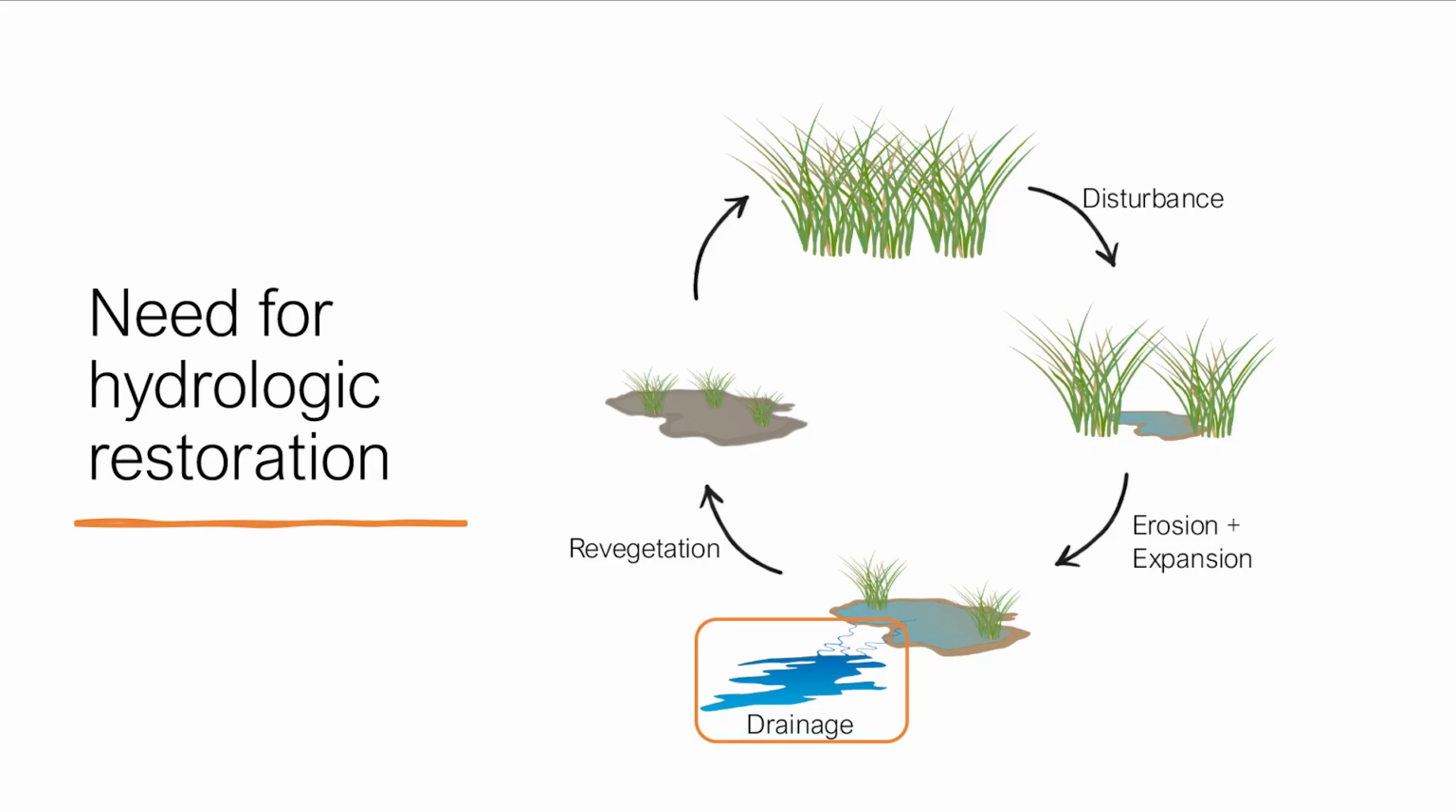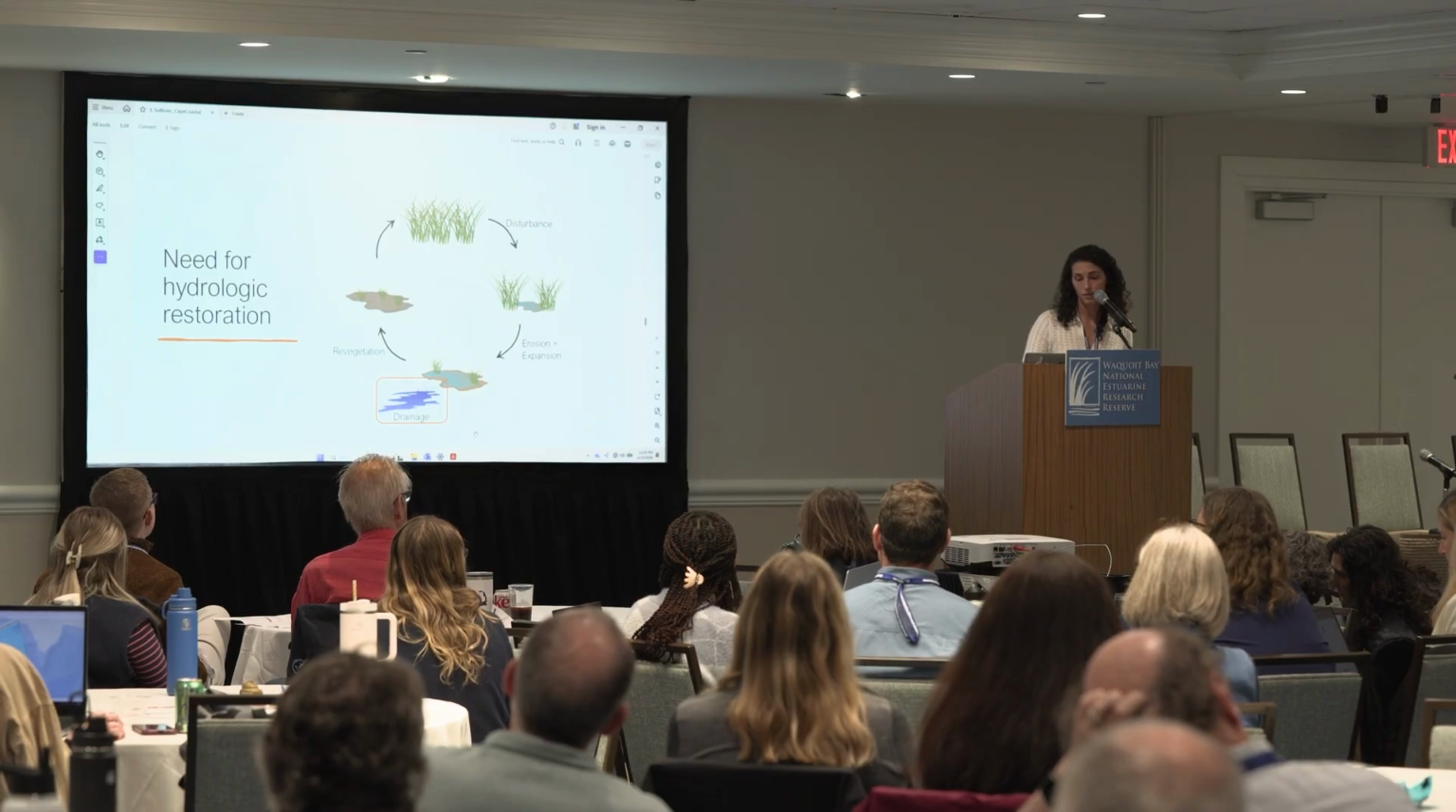So we have now begun to understand the need for hydrologic restoration. By draining some of those megapools and creating conditions suitable for vegetation, we can help the marsh increase its elevation capital and allow that vegetation to reestablish and regain habitat and provide those ecosystem services.